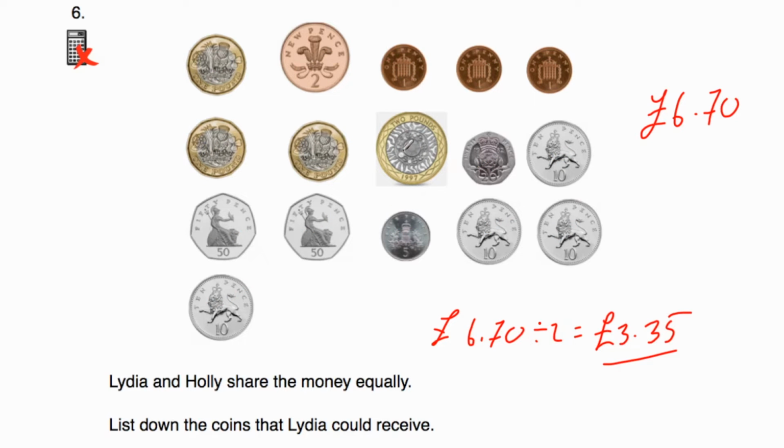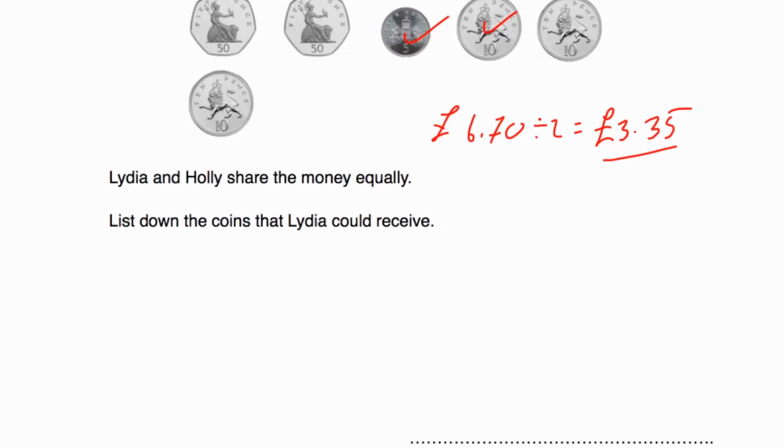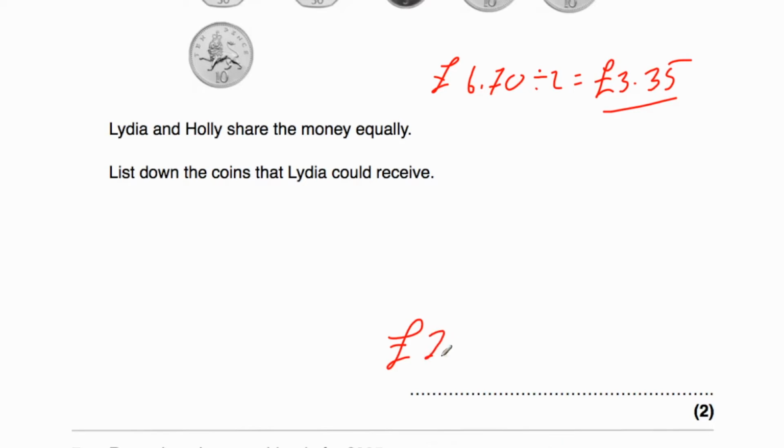So let's list down some coins Lydia could have. So she could receive a £2 coin, a £1 coin, that's £3. Now we need the 35p, so a 20p, a 10p, and a 5p. So let's write that down. She could receive a £2 coin, a £1 coin, a 20p, a 10p, and a 5p.